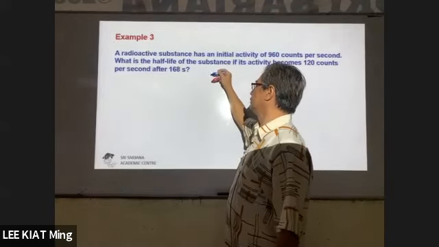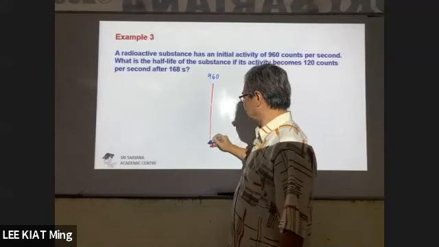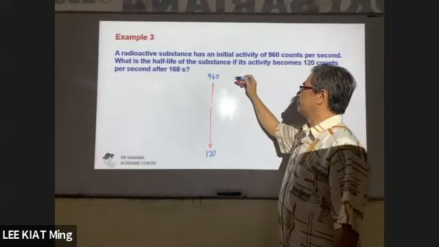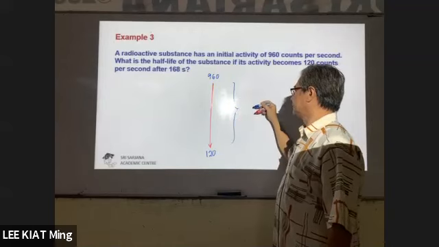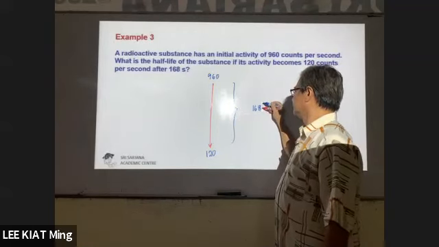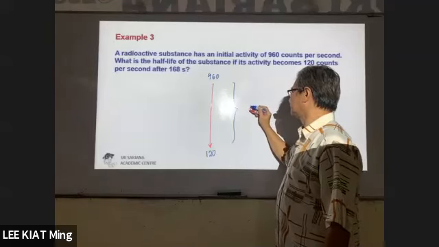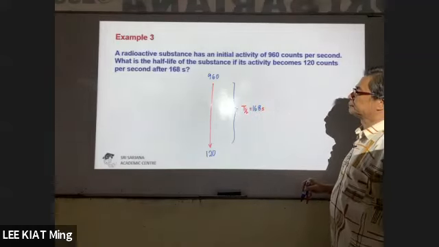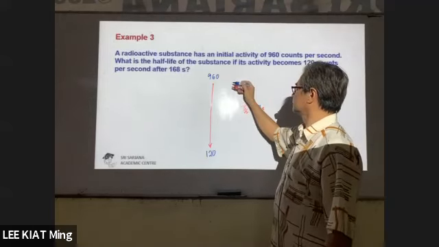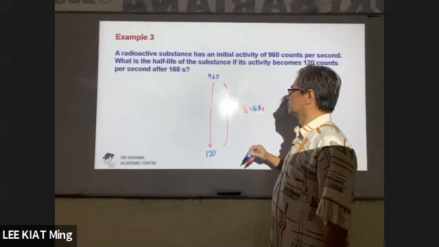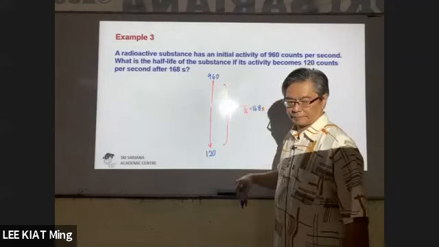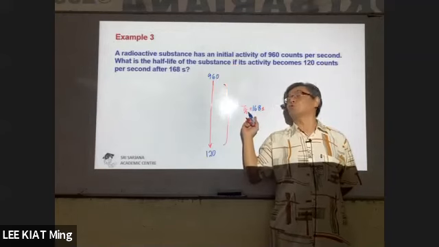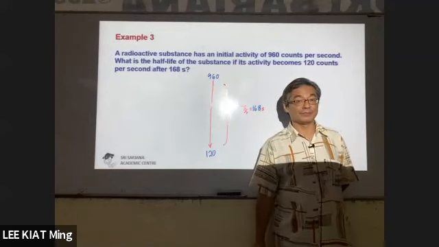Start with 960. They want you to decay until 120. Alright, and the time will be 168 seconds. So they want to ask how many half-lives inside? How many half-lives inside? And they want you to find the half-life. Tell me how many arrows? Three arrows. I mean three half-lives equals 168 seconds. So one half-life will be how much? 56.